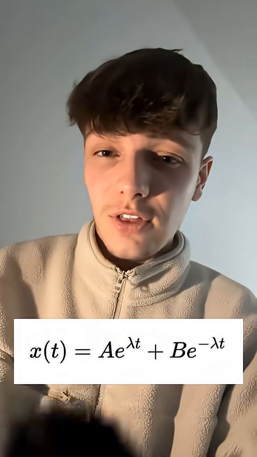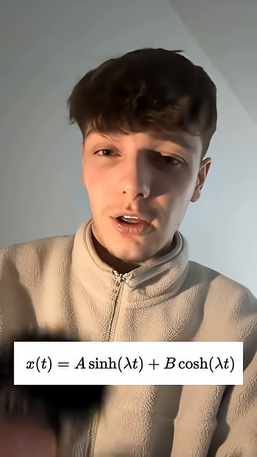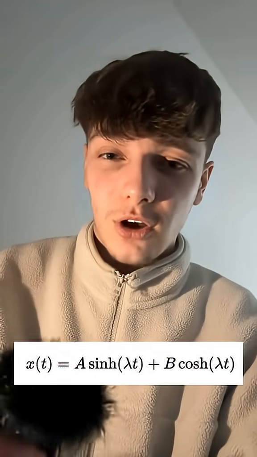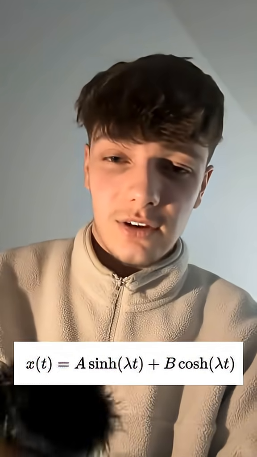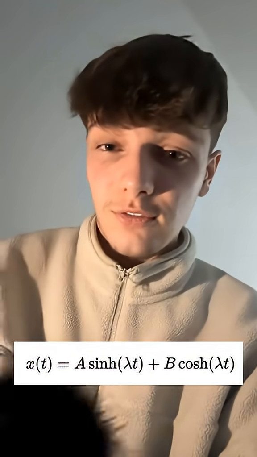So maybe the more obvious functions that satisfy this condition are e to the lambda t and e to the minus lambda t. So again, our general solution will be a linear combination of these. However, there's another pair of functions which also satisfy this condition, namely hyperbolic sine and cosine. But again, we know how these are related to e to the lambda t and e to the minus lambda t. So again, it's equivalent as a solution.